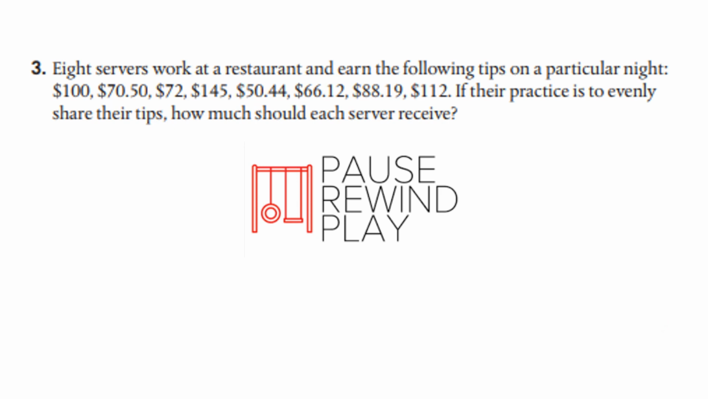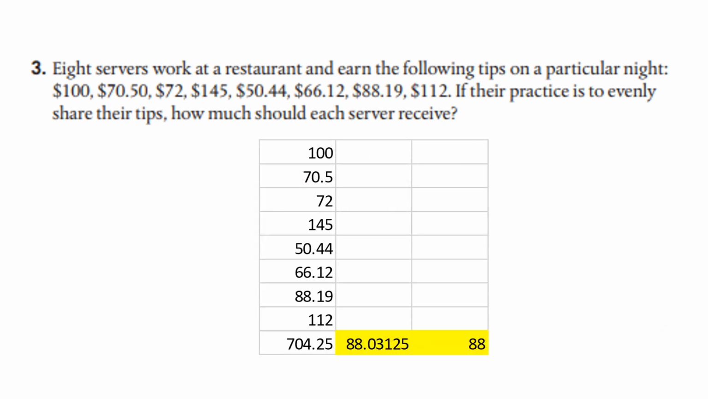Let's see how you did. So again, I'm using Excel. I add these up. I get 704.25. And I divide that by 8 servers, and I get this, and probably they would give each server $88 and wouldn't worry about these fractional pennies.